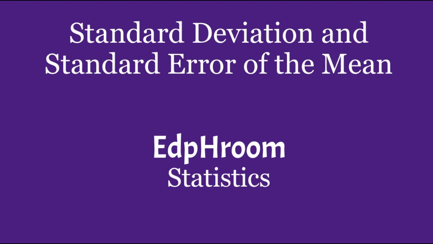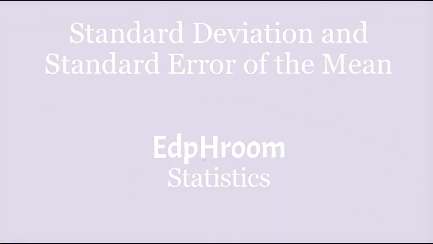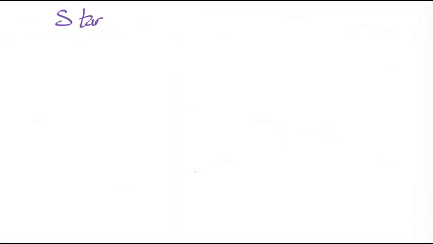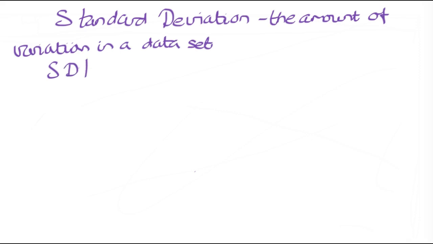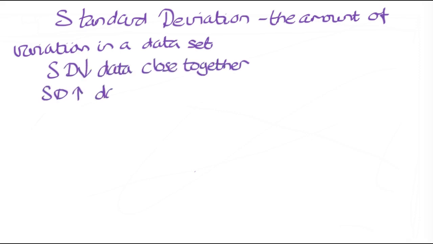In this video, we're going to be focusing on standard deviation and then briefly also cover the standard error of the mean. Standard deviation is used to describe the amount of variation in a dataset. If a standard deviation is quite low, that means that all the values in the dataset are quite close together and they are quite similar to each other. If the standard deviation is high, that means that the dataset is quite spread out and some of the values may be further away from each other.